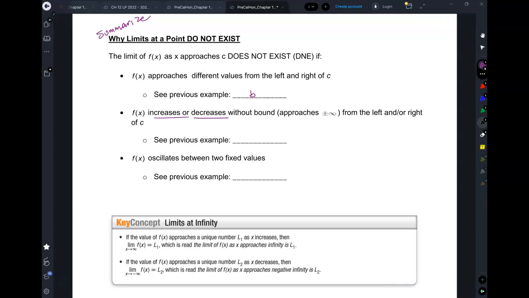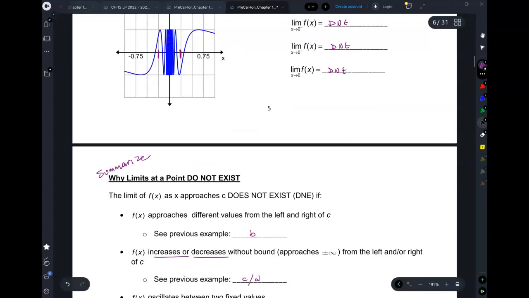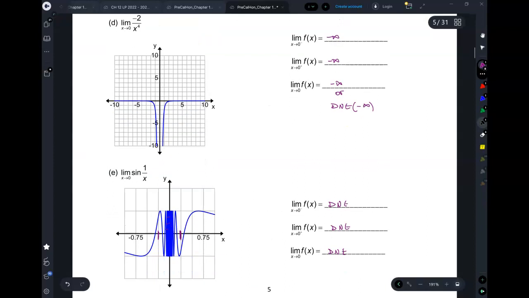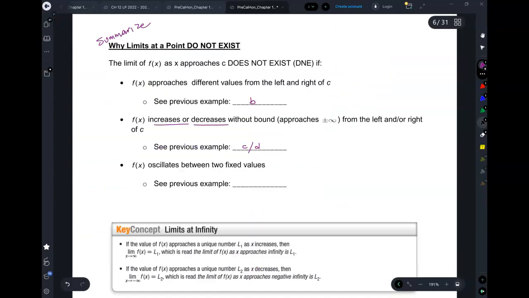Another example is when f of x increases or decreases without bound, like they go to positive or negative infinity from the left or the right. No, not the one we just did. C or D. Infinity. This does not approach infinity, right? This one, the highest it approaches is what? You meant that one, yeah. And then the last one is when it oscillates rapidly between two fixed values. Okay? Yeah.